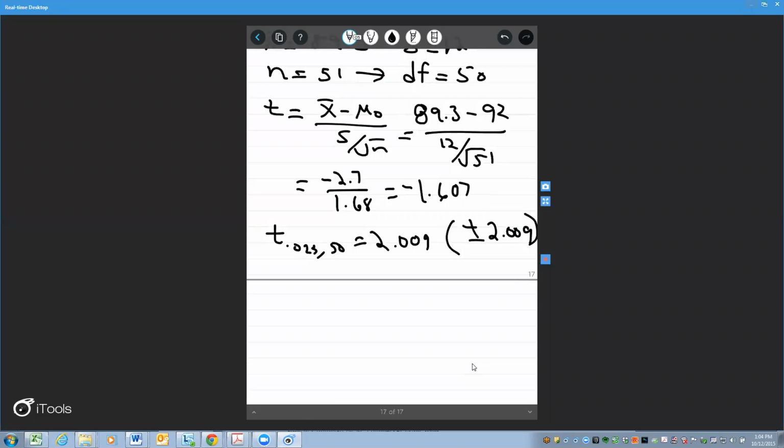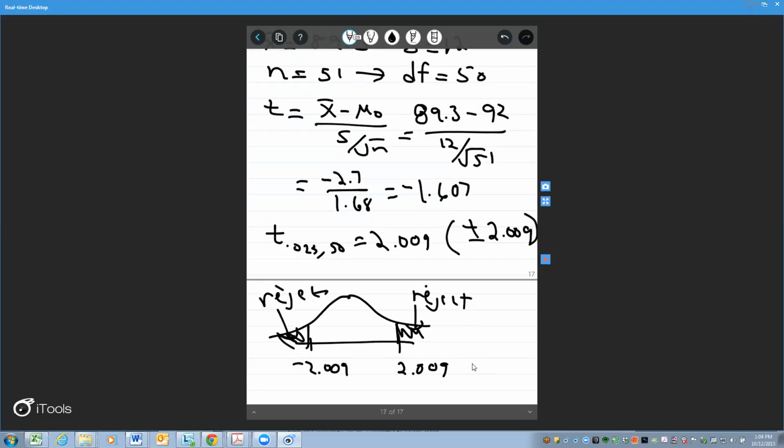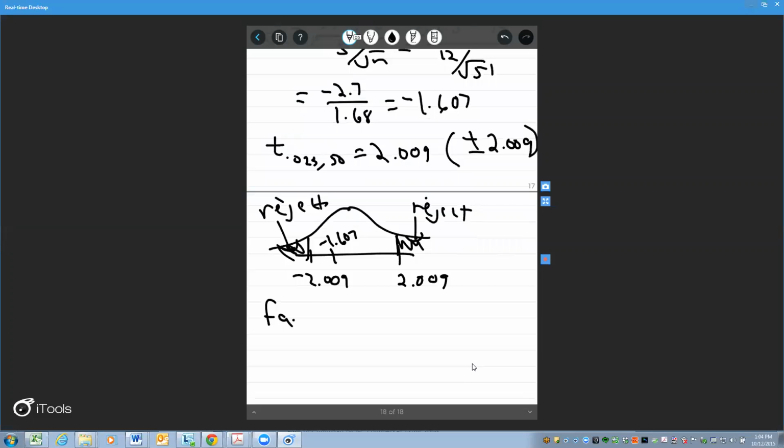So what I'm looking at is here's minus 2.009, and here's 2.009. I'm going to reject if I'm in either one of those regions. Well, minus 1.607 is in between those two. So we will fail to reject the null hypothesis because it did not exceed the number of steps I can move at left or right.